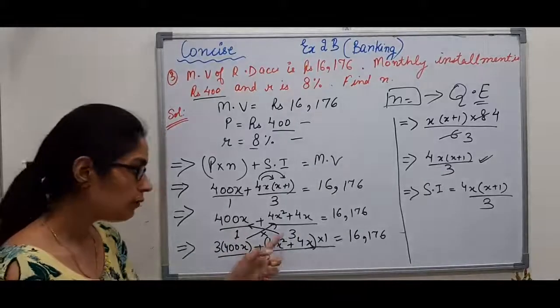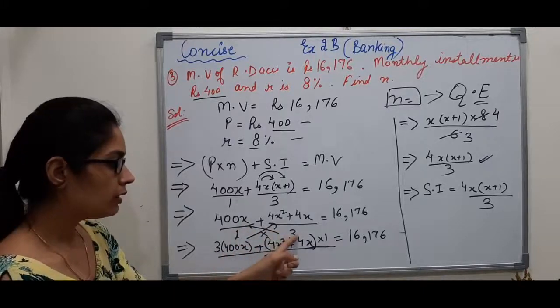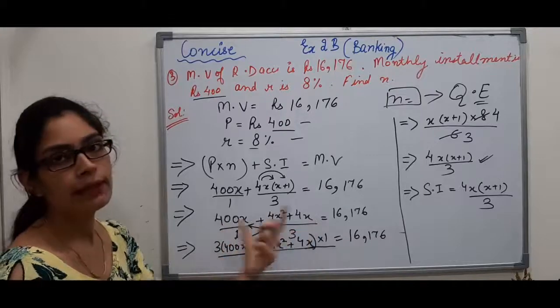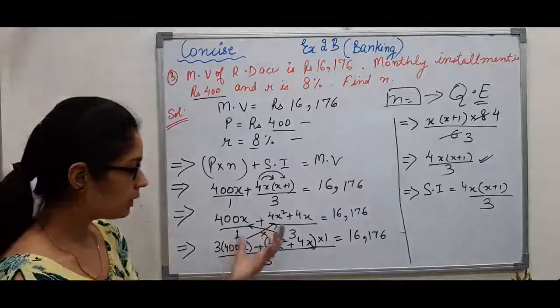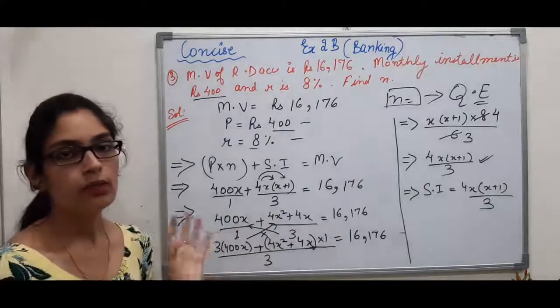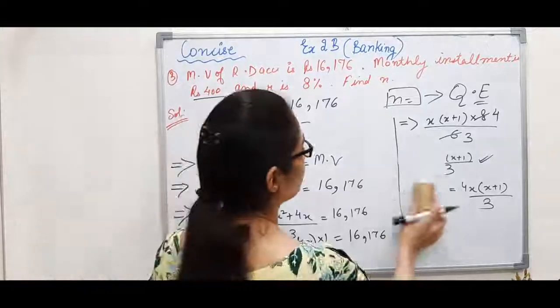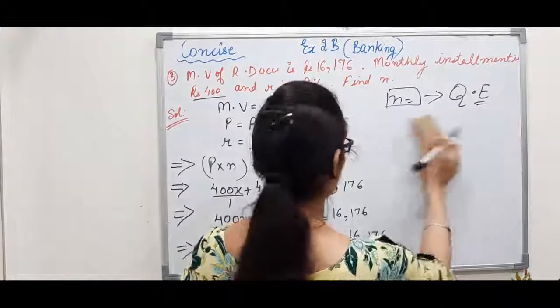I have written this. And now for the upper terms, I can simply cross multiply this with this, 3 with 400x and 1 with this complete term. So this is how I can do the LCM sums if the denominators don't have any common multiple other than 1. So now let's come back to our sum.